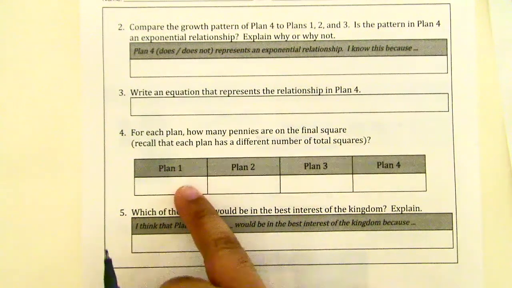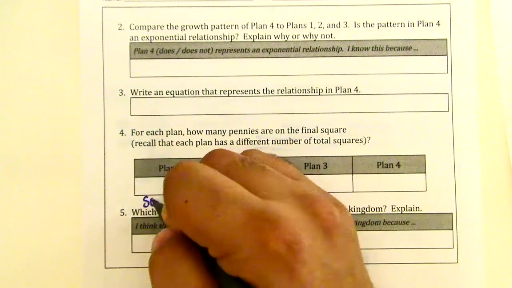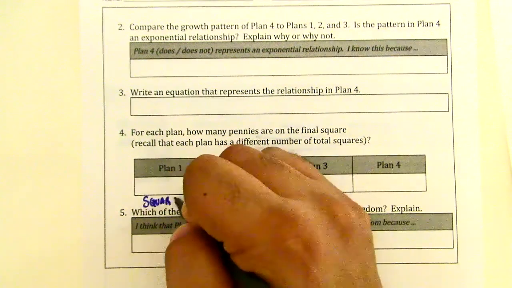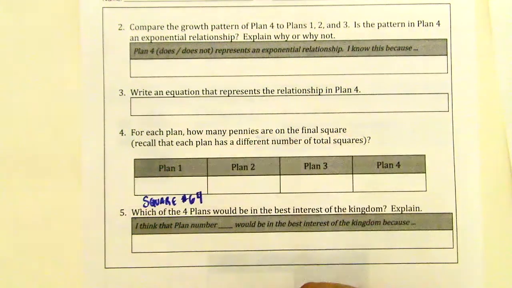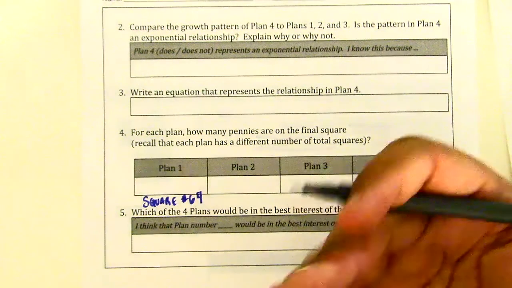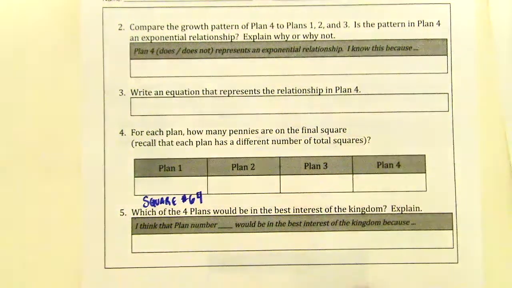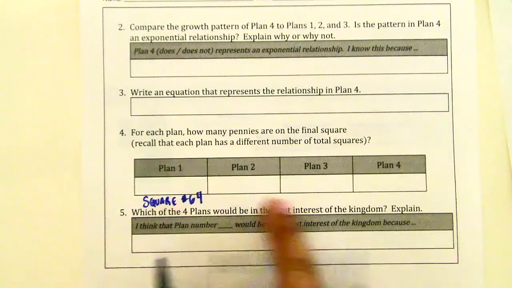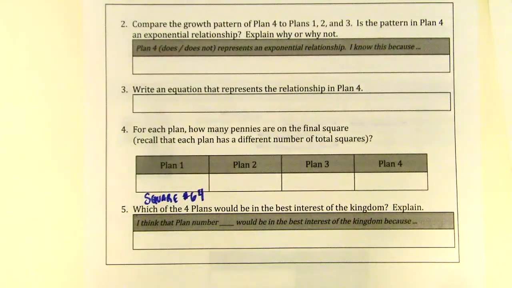So plan 1, that's going to be square number 64, because I had 64 squares. Plan number 2, how many squares did that have? Plan number 3, how many squares did that have? Plan number 4, how many squares did that have? Use that information along with your equations to figure out the answer to these. And then at the last box here, you're just going to fill out which of these 4 plans is actually the best bet for the kingdom.